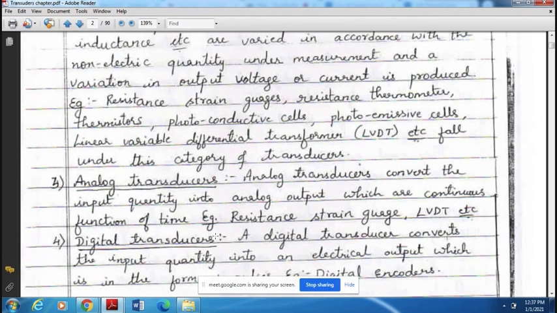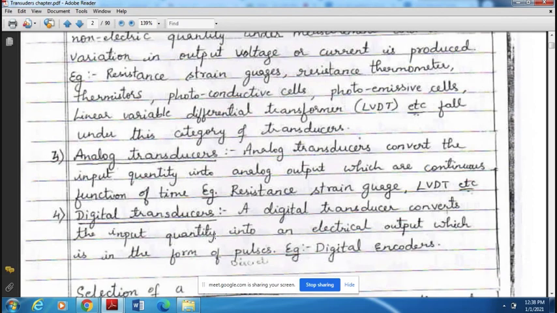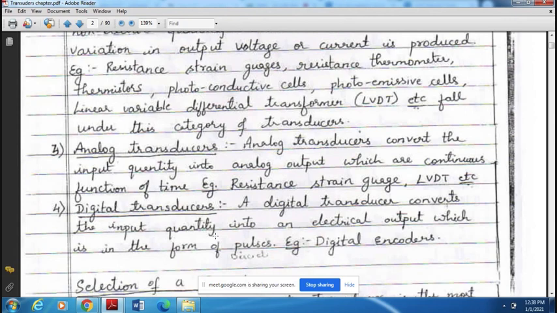Whereas digital transducers convert the input quantity, whatever the input signal might be, either analog or digital, into an output that will be purely digital. It will be in the form of pulses, encoders and decoders, what you have studied. So that comes under the classification of digital transducers. So transducers are classified in this way. Firstly, they are classified as active transducers and passive transducers. And secondly, they are classified as analog transducers and digital transducers.